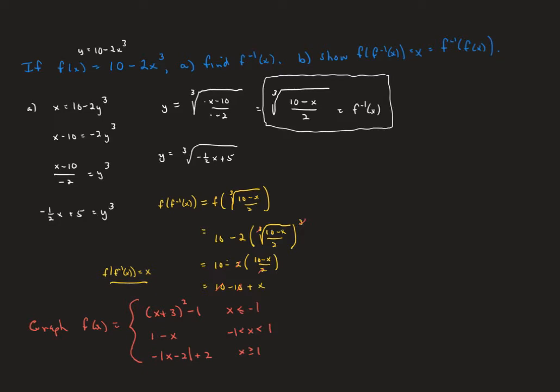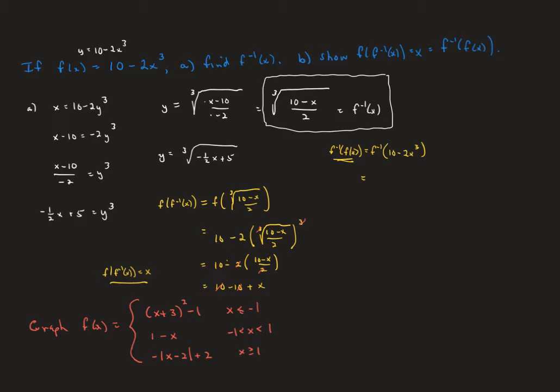Now we're going to go the other direction, so we're going to take f inverse of f of x. So that means we're going to take f inverse of, and what we're going to plug in for x is going to be our whole f of x, 10 minus 2x cubed. So you have to say this part so that I know that you know which is which.